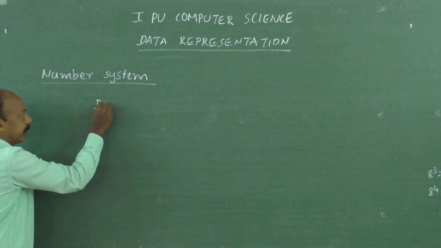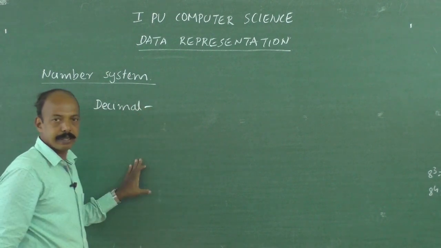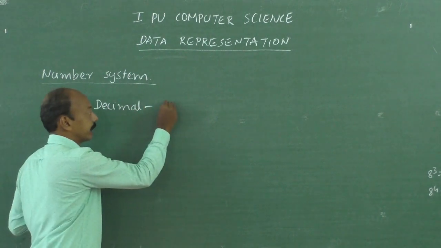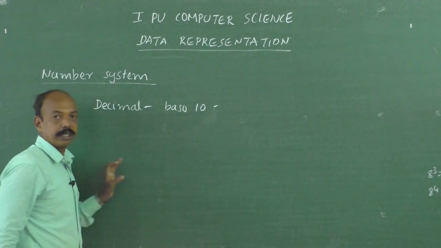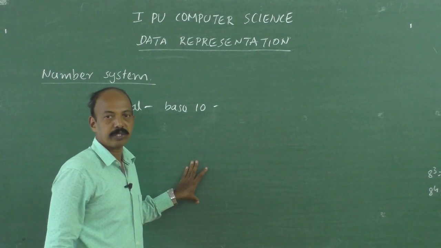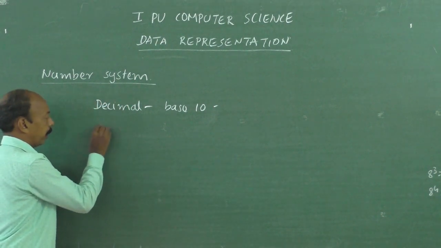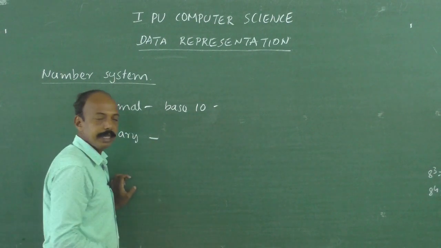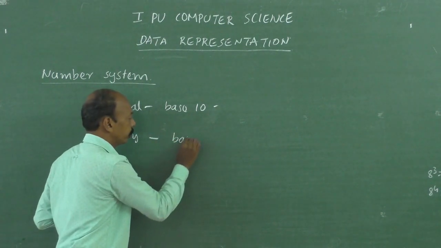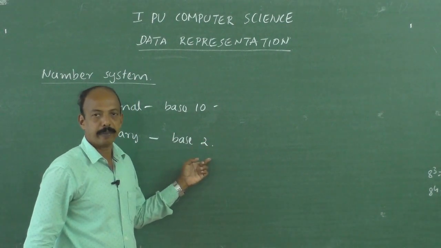In the decimal number system, we have seen that there are 10 symbols, so the base is 10. There are 10 symbols in it, starting from 0 to 9. Similarly, the binary number system. What is the base? Base is 2. Only 2 symbols we have, 0 and 1.